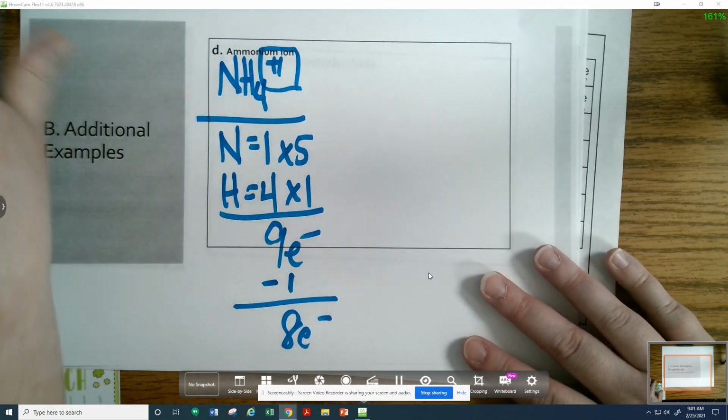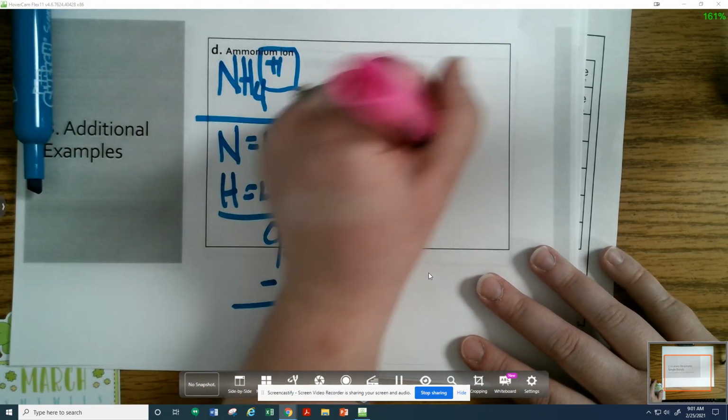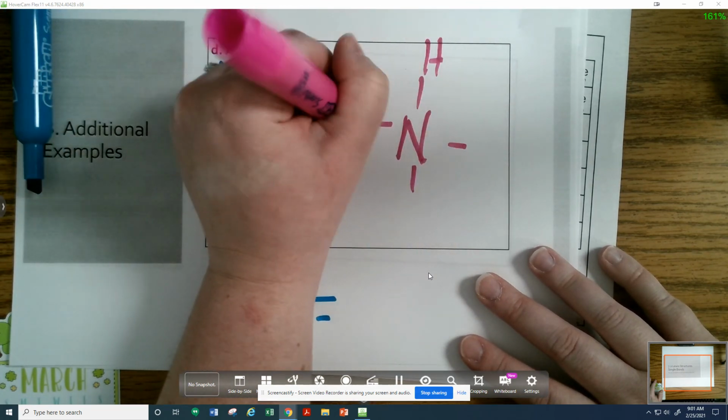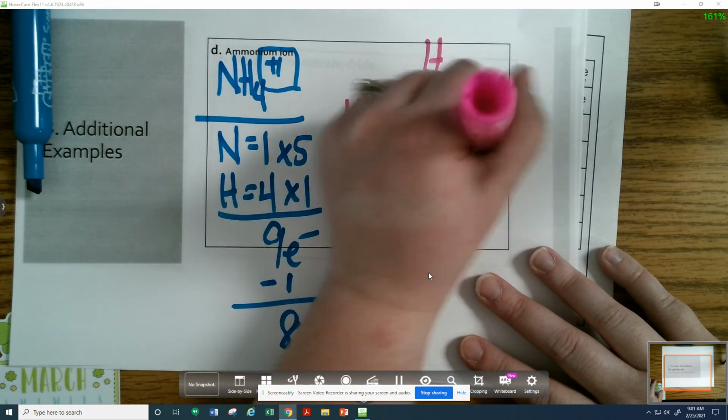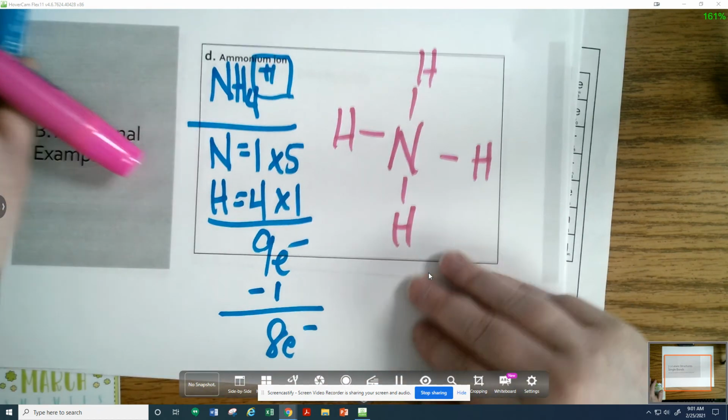Odd man in the middle, that's going to give us nitrogen as our central atom. We have 4 hydrogens. In adding those 4 hydrogens, we've added 4 bonds or 8 electrons, so the nitrogen's happy, hydrogen's good with the bond, and that example is done.